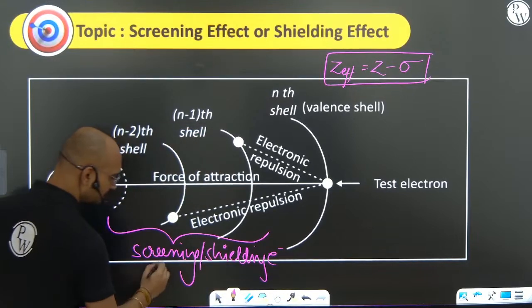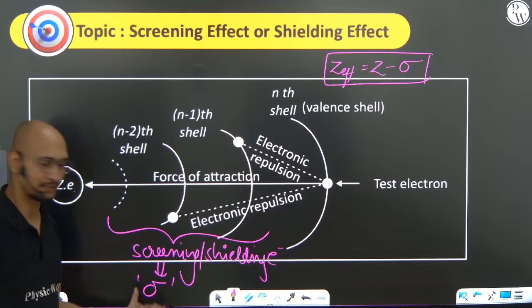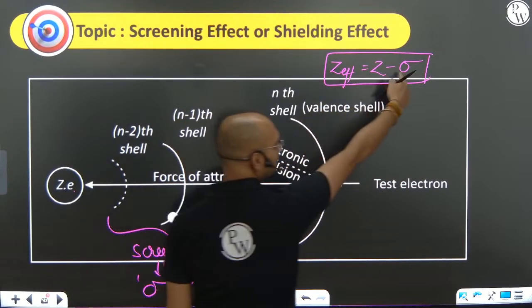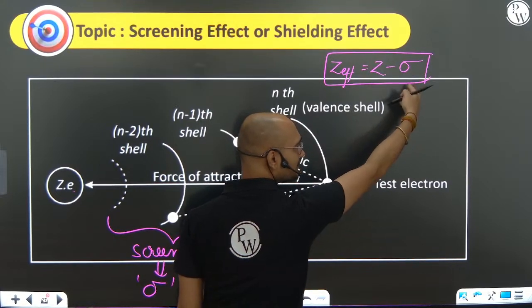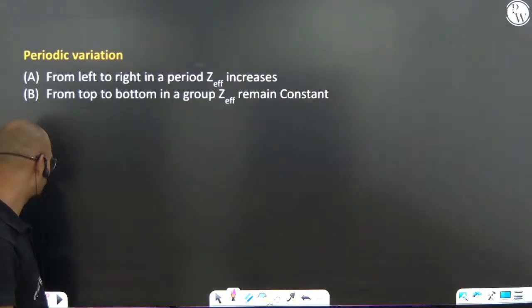Due to this shielding, there is some decrement in the effective nuclear charge, that is sigma, the screening constant, and that is why we have written this sigma, the screening or shielding constant. Z is, as we know, the atomic number.